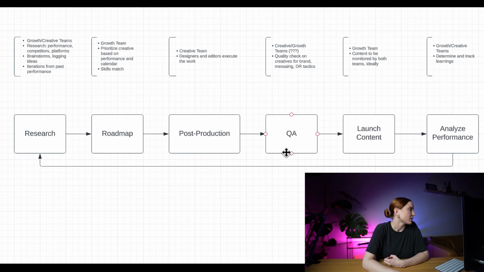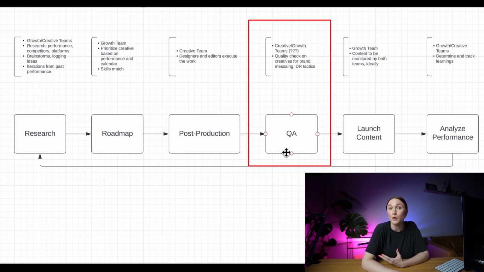And then the next part of the process is QA, or quality assurance. They're reviewing those creatives to make sure that what we actually set out to make in the research and road mapping portion of it is actually what we got in the end. This is a collaboration, again, from the creative and growth teams. And really here, we're also doing a quality check on brand, messaging, and also DR responses.